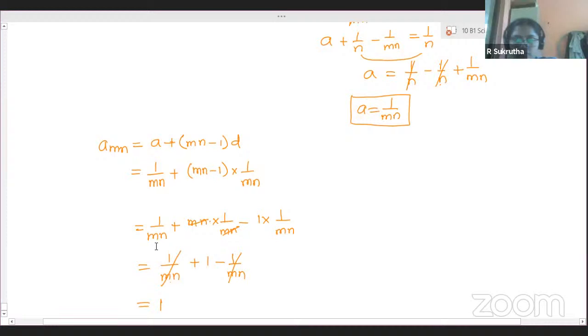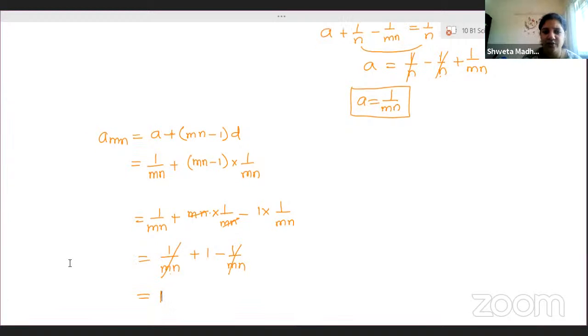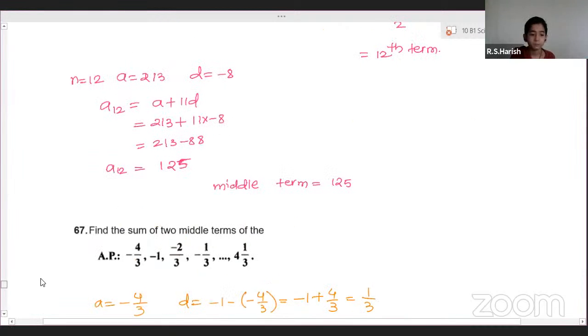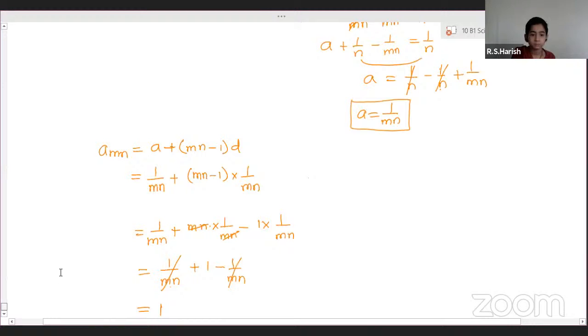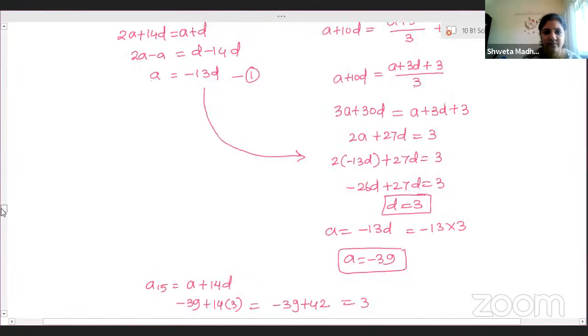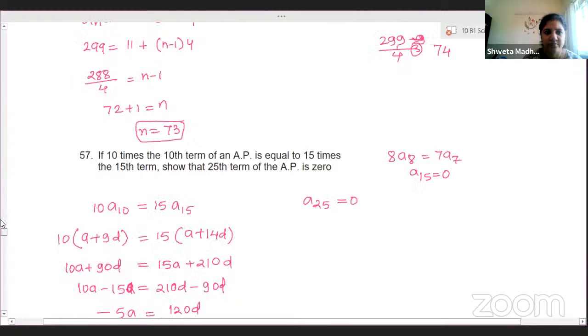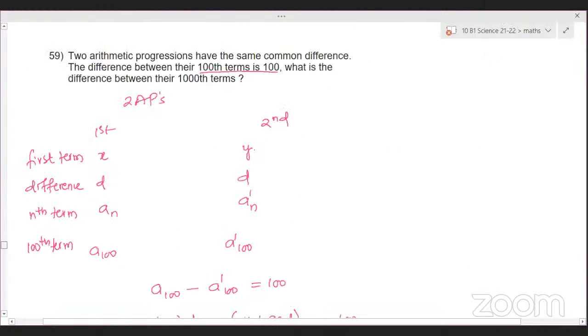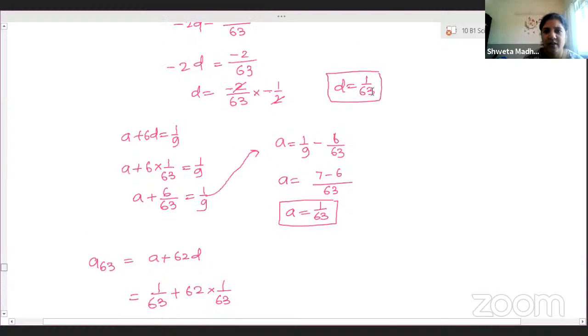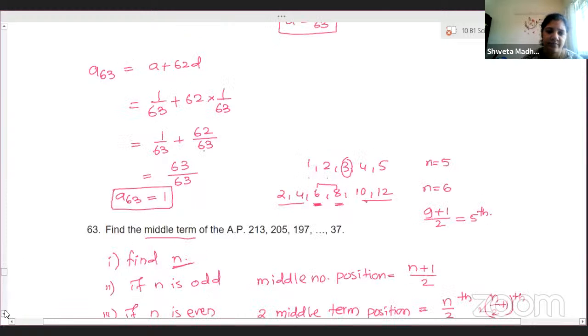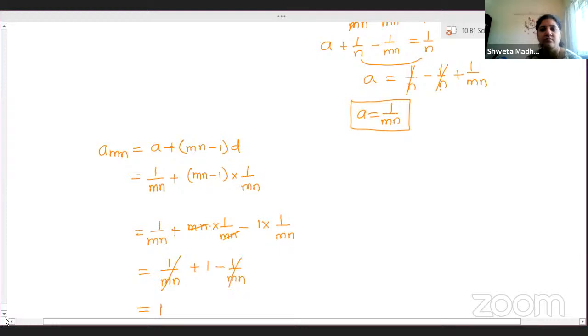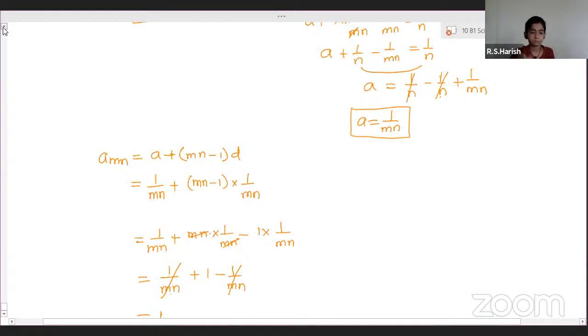You might have seen what the A and D values were that you got in the earlier question. Same. Here the D value is 1 by 63. That is 7 into 9, 63. So 1 by mn. A is also 1 by mn. That is 9 into 7, 63. Clear? Write it down.